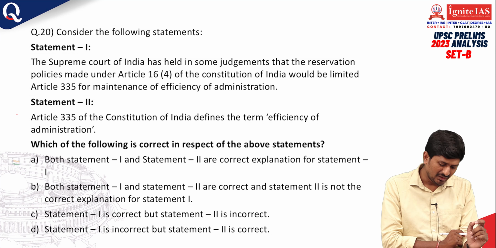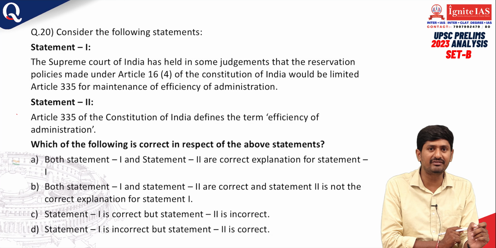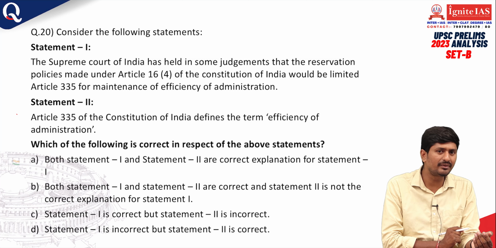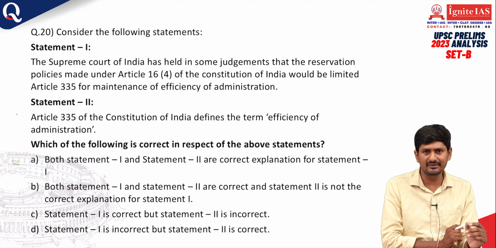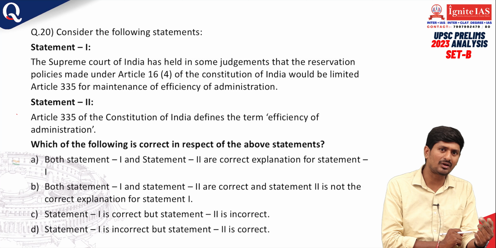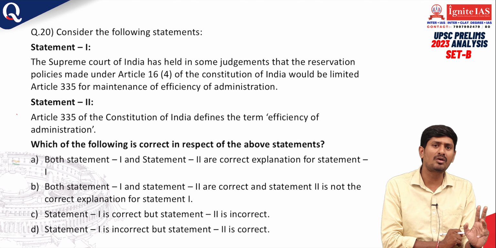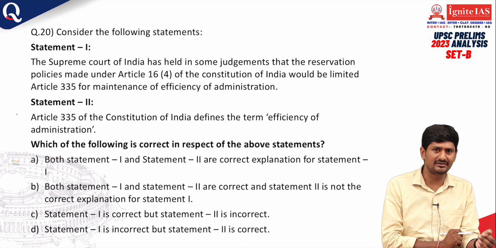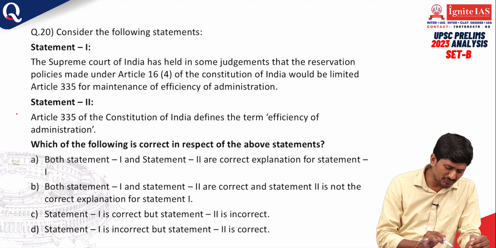Statement number 2, under Article 335 of the Constitution, the efficiency of administration has been defined. But is it true? It is false. Actually, the Constitution is silent with respect to interpretation of many terms in the Constitution. Not only this efficiency, but also secularism, sovereignty, socialism. There are various terms which are not defined by the Constitution. So this also falls in the same line. So hence statement number 2 is incorrect.